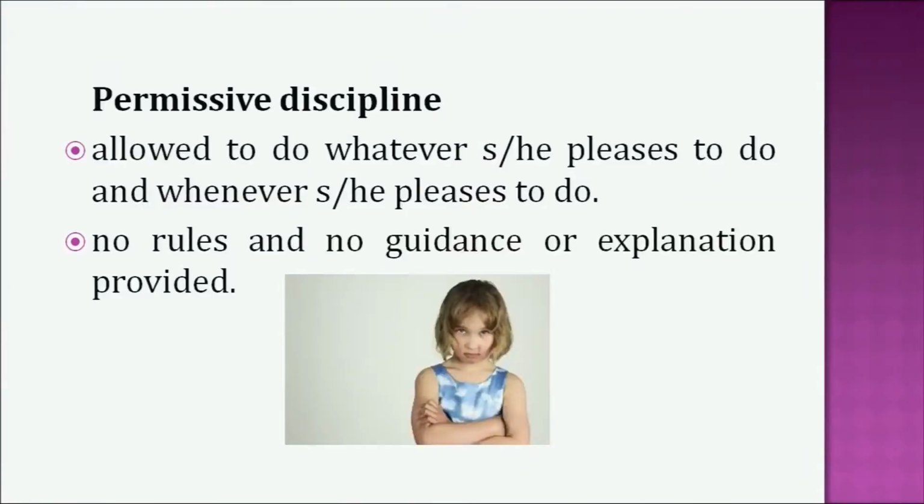This is exactly opposite to the authoritarian kind of discipline. Now, what happens in the permissive discipline? The child would be allowed to do whatever the child feels like doing, that is, whatever gives the child pleasure. So, the child is free to do anything. There are no rules, no guidance and no explanations provided, and the child is doing whatever the child wants. Can you tell the implications of this kind of discipline in the play center?